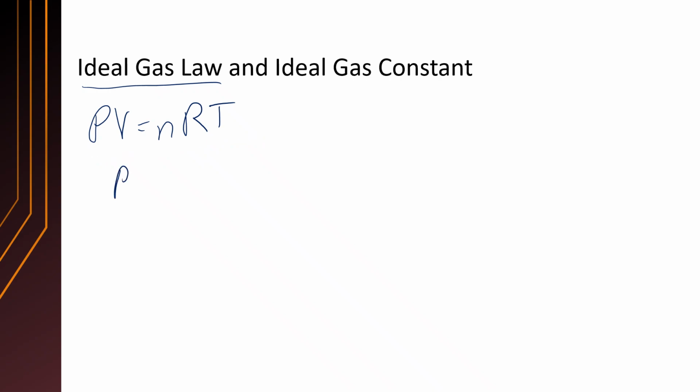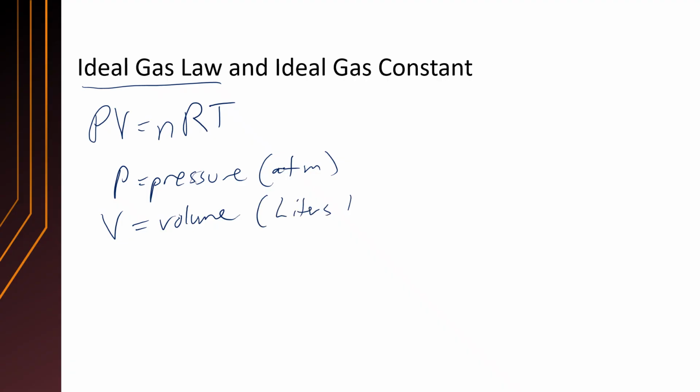P is pressure, and for the ideal gas law, I want you to make sure that pressure is in atm. V is volume, and for the ideal gas law, I want you to make sure that the volume is in liters. n is moles, which is the unit for the number of particles. T is temperature, and temperature must be in Kelvin, just like the combined gas law.